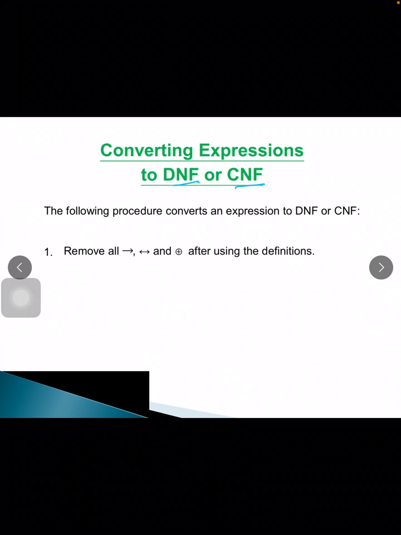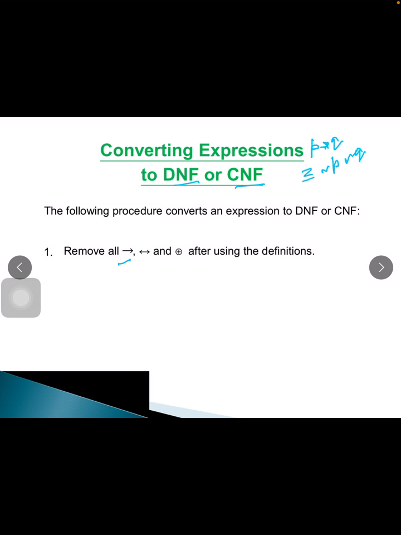connectives by the definition. Means how, suppose, do we remove this implication? Suppose we have two propositions P and Q. So if we have, suppose, P implies Q, right? What can you write? Always remember this property, this definition, which says that P implies Q is equivalent to negation of P or Q. So always you remember this.